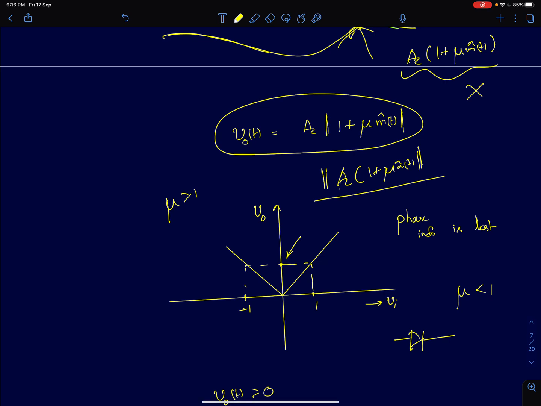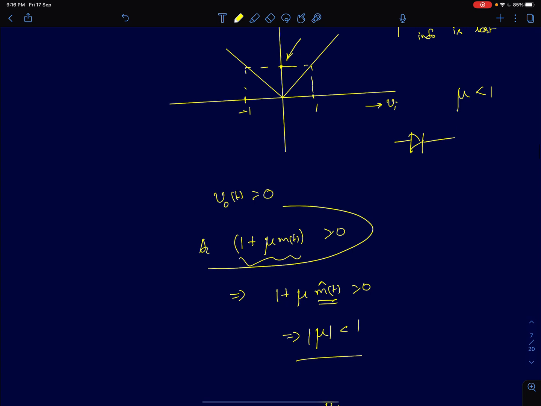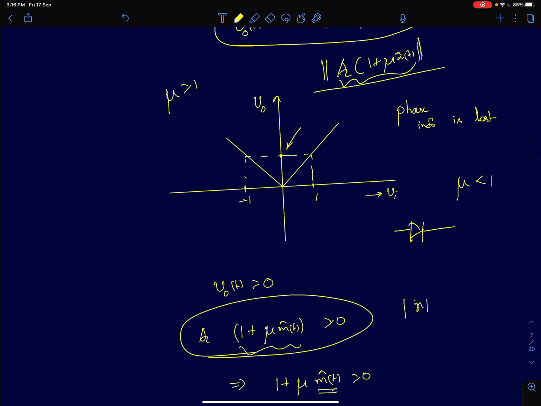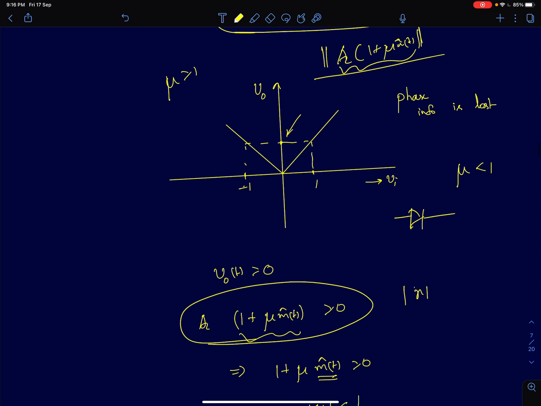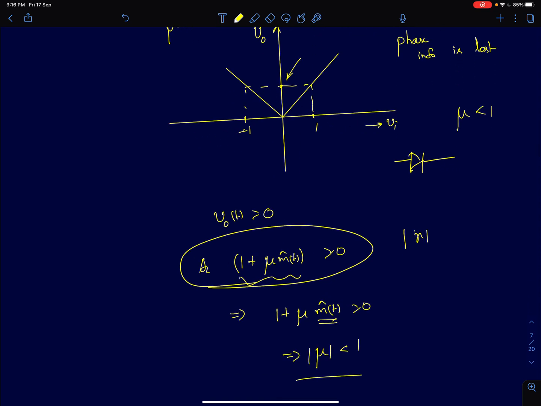But if you ensure this inside term, AC into 1 plus mu into m hat of t, is always greater than 0, then mod of x, I'm just ensuring x always lies in this region, then it will look like a linear receiver, a linear down converter or a demodulator. Okay, so we don't have a problem if it is always greater than 0, and for that to be always greater than 0, mod of mu should always be less than 1.